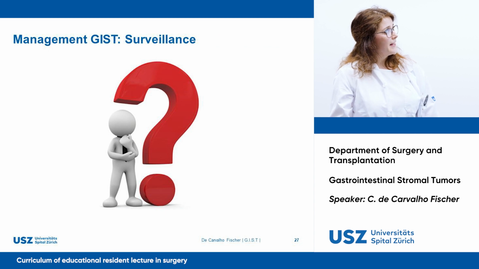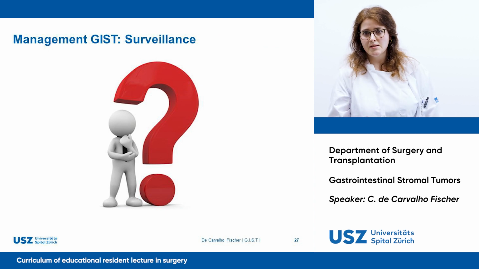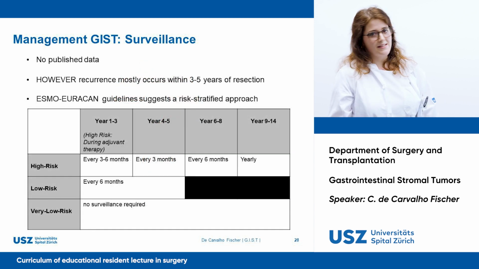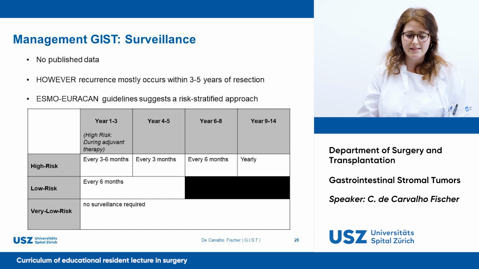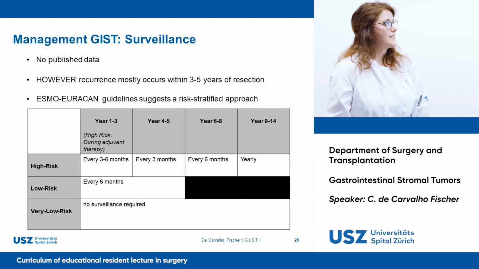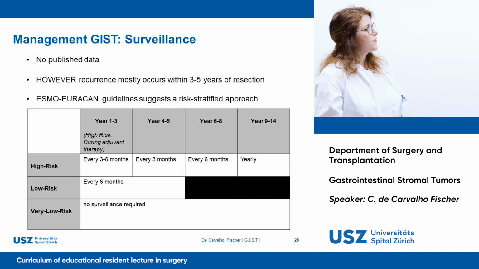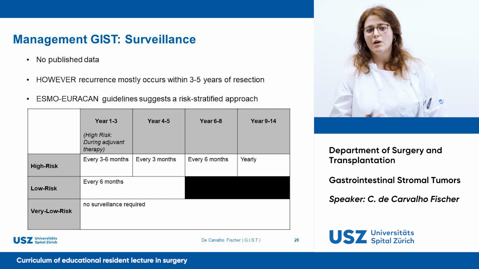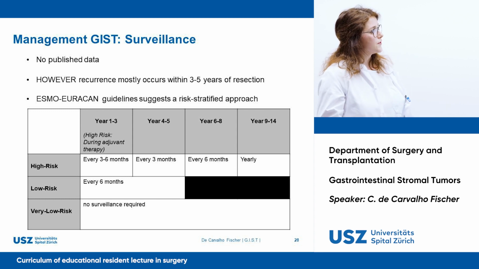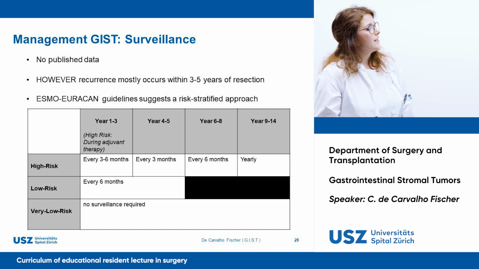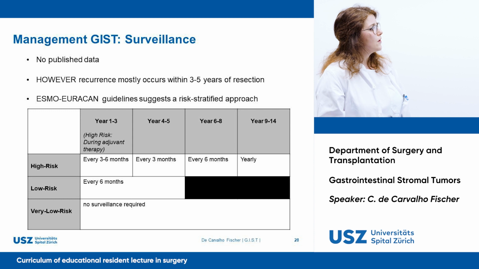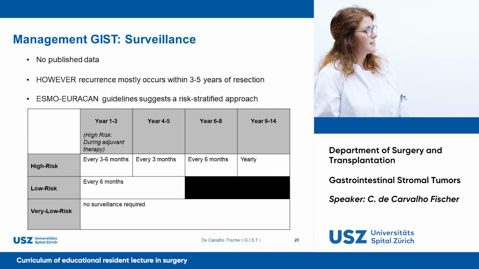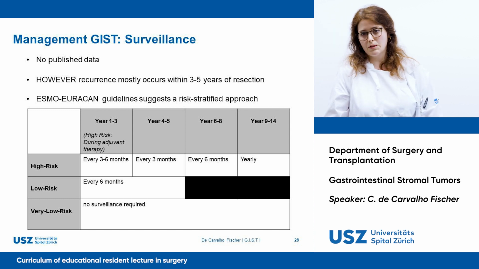On the subject of surveillance, how often should we follow up our patients? Well, nobody really knows, as there is no published data on this subject. We know, however, that recurrence happens within the first 3 to 5 years after surgery in most cases, and the ESMO guidelines suggest a risk-stratified approach. High-risk tumors should be followed up at shorter intervals, every 3 to 6 months for the first 5 years, then for a total of 14 years. Low-risk tumors should be followed up for 5 years, every 6 months, and very low-risk tumors do not require surveillance.